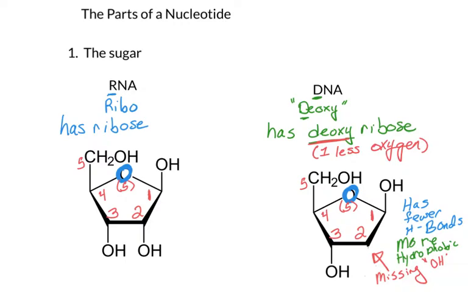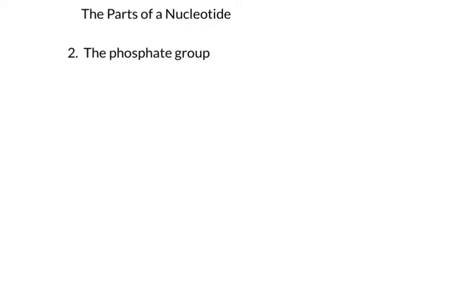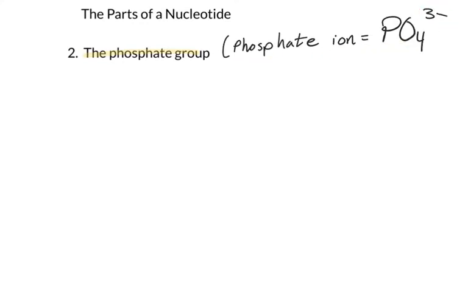But before we continue with the overall structure of RNA and DNA, let's finish up with the structure of the nucleotides that make it. Our next group is going to be the phosphate group. Now you've seen phosphate previously back in Unit 2. Remember the phosphate ion was PO4 with a 3 negative charge. And that's very similar to what we're going to see here.